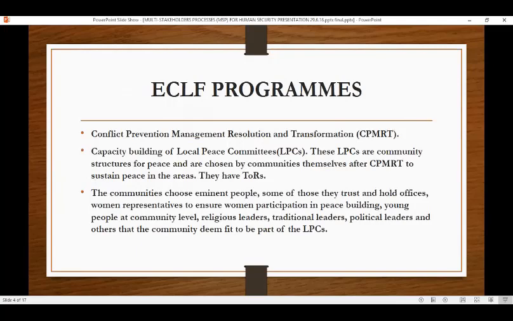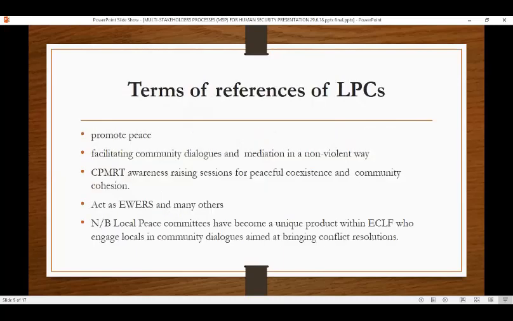Once we have brought these community members together, we sensitize them, and at the end of a 3-day or 5-day workshop they say to themselves, we have been taught more about peace building work. Now we want to remain with peace within our communities and sustain this peace. So they form what we call local peace committees. These committees continue within the communities, and they have their own terms of reference. How do they come on board? These are chosen from eminent people, some of whom they trust and who hold offices. We have women representatives, young people, religious leaders, traditional leaders, political leaders, and some people whom they deem fit to be part of the local peace committees.